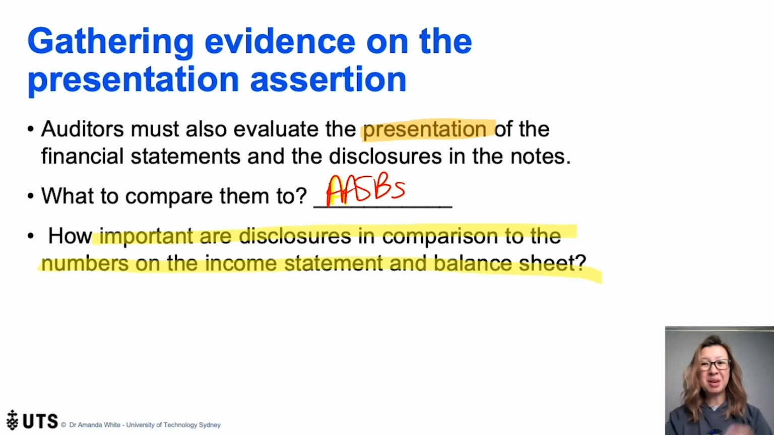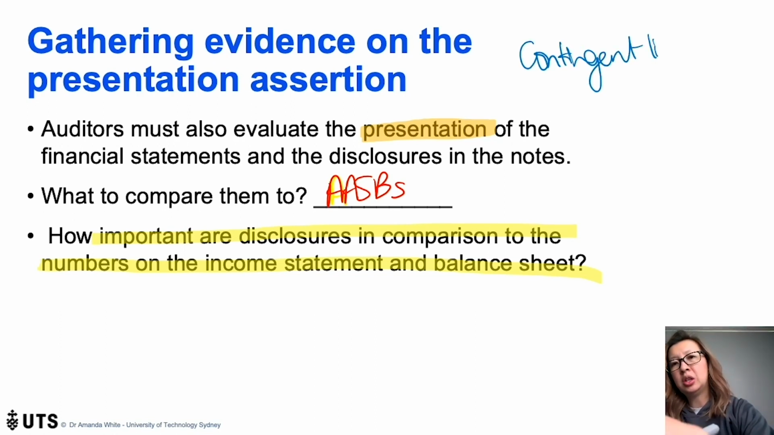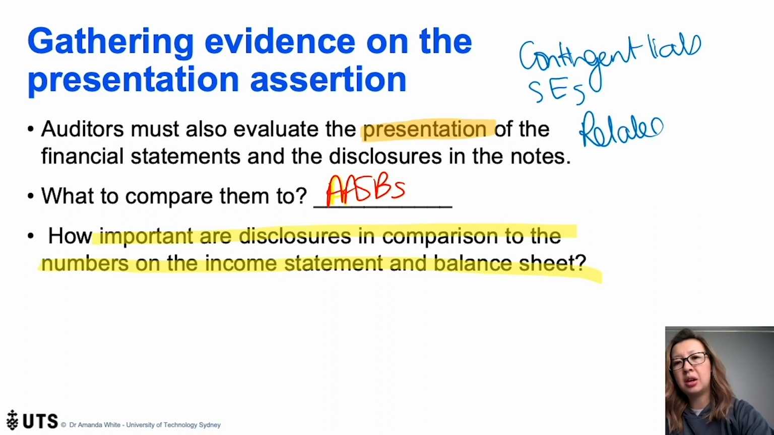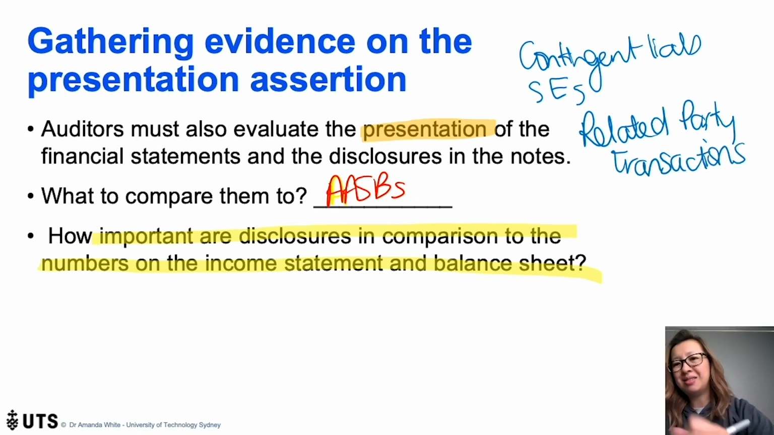Now, there are some accounts where disclosures come in a lot more, and there's a lot more useful information in those accounts than in a number. Those sorts of things, obviously, we know already: contingent liabilities and subsequent events, SEs, but other things that fall into this category are things like related party transactions. There's more meat and detail in the notes, and there's no number that sits in the income statement or the balance sheet about related party transactions.